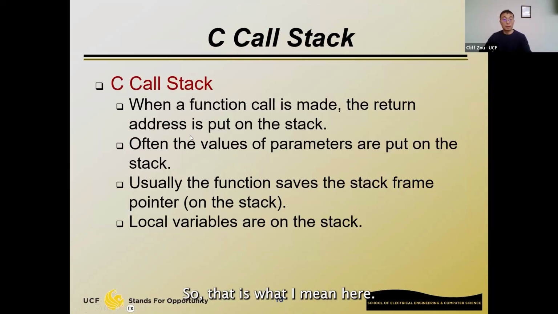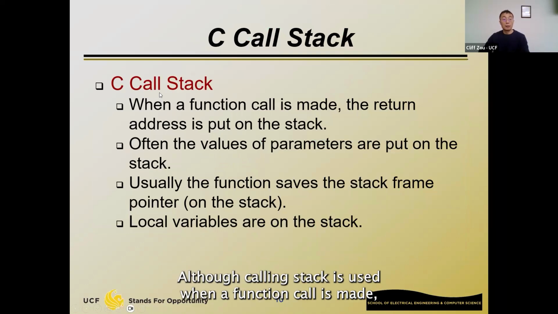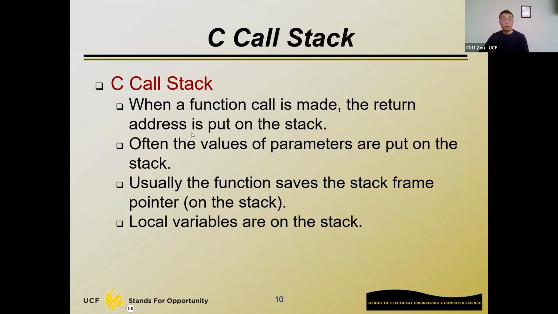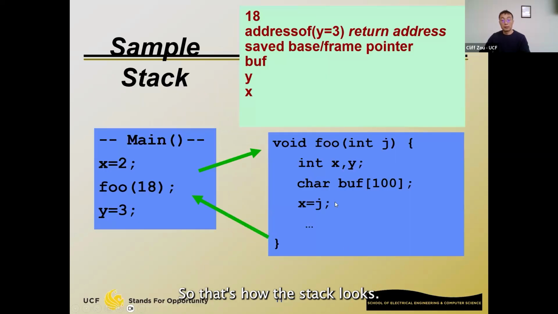So that is what it means here, how the calling stack is used. When a function call is made, the return address is put on the stack. The values of the parameters are also put on the stack. So this will be put first, then the return address. Then the function saves the stack frame pointer. This is for the operating system's use. Then the local variables will be put on the stack. So that's how the stack works.